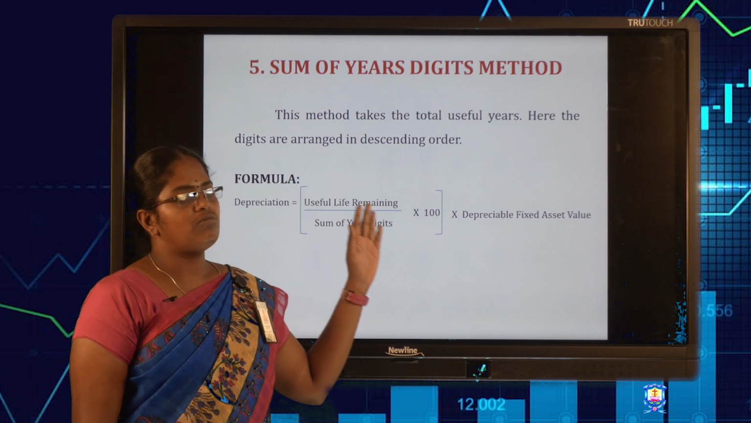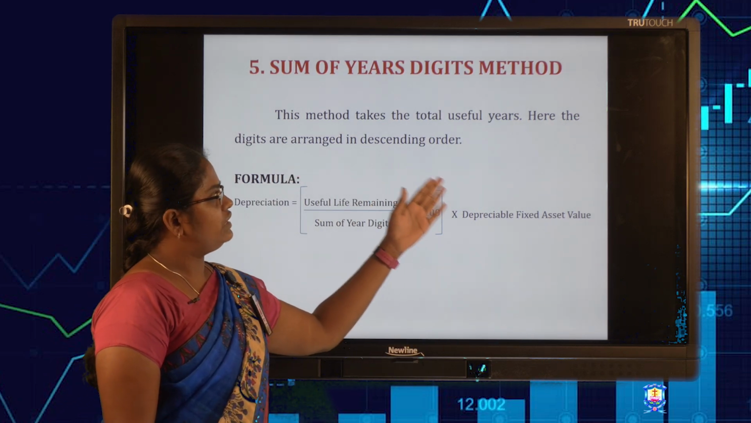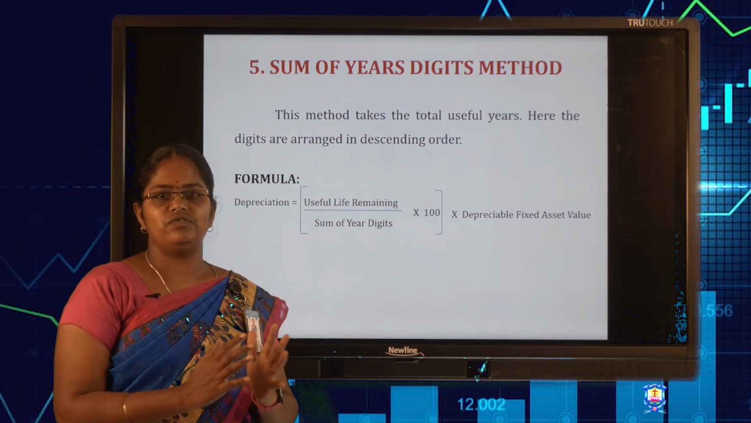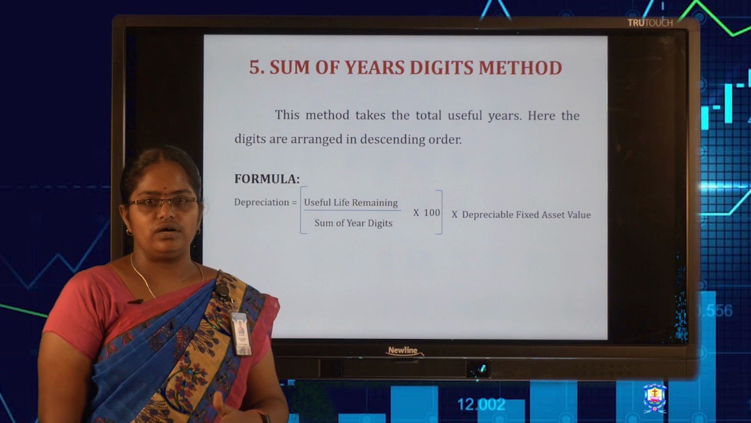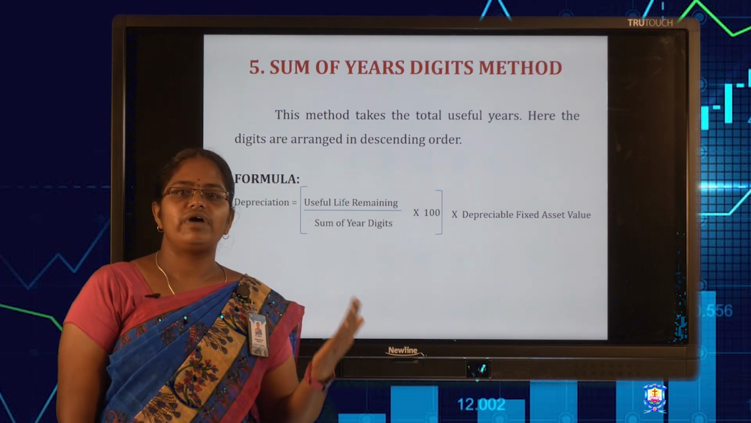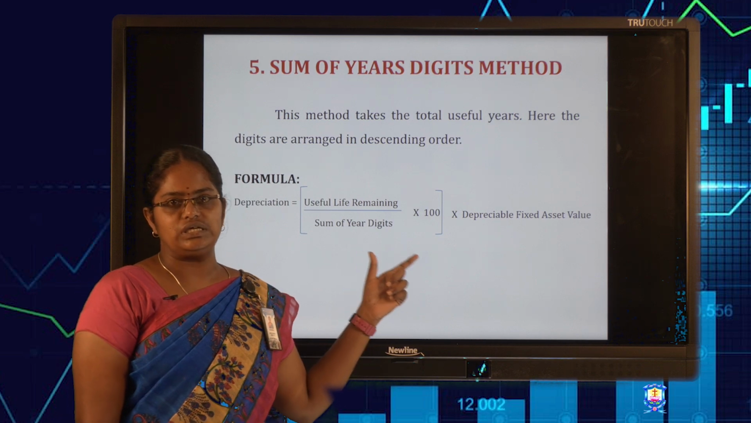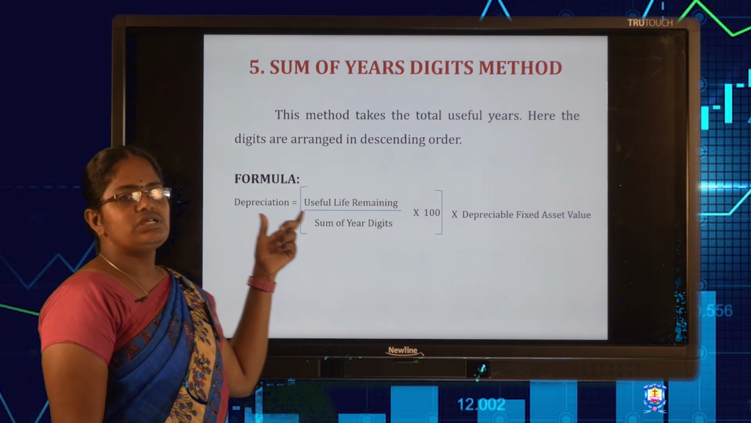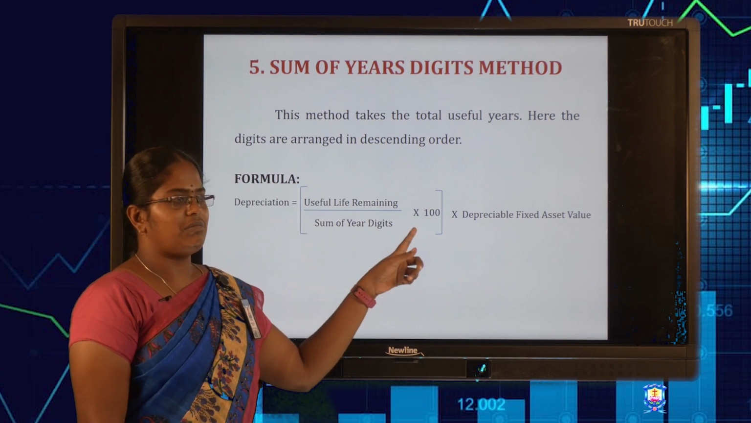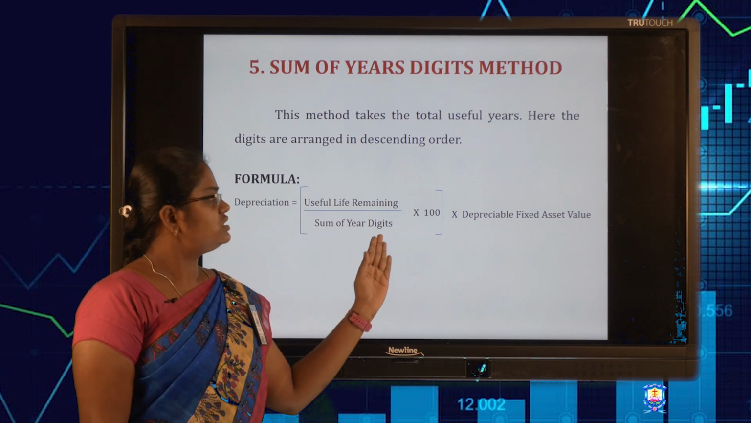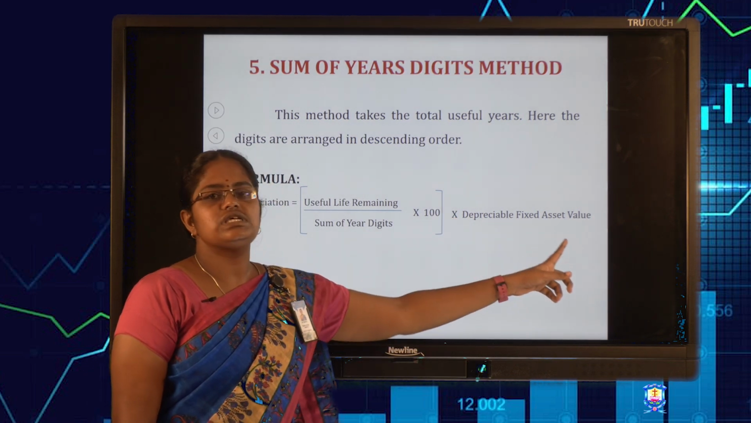Fifth method, sum of year digit method. The total useful years are considered as a sum of digits. The years are assigned in descending order. For example, 5 years means 5 plus 4 plus 3 plus 2 plus 1. That is called sum of year digit method. The formula is depreciation is equal to useful life remaining divided by sum of year digits into depreciable fixed asset value.